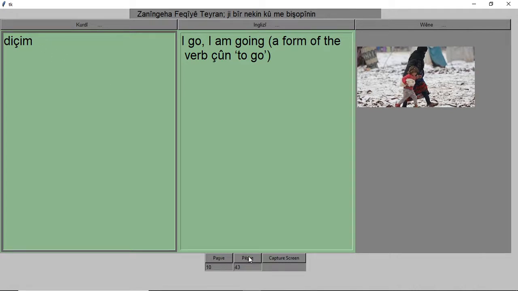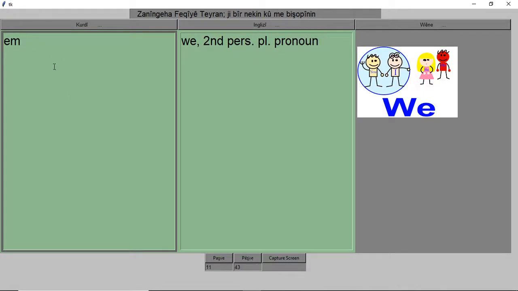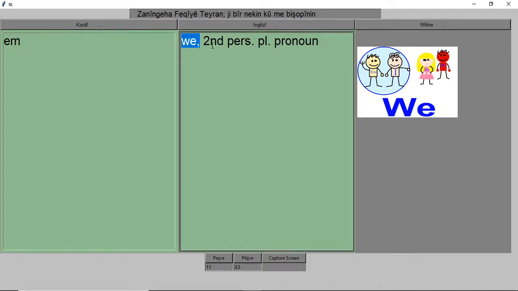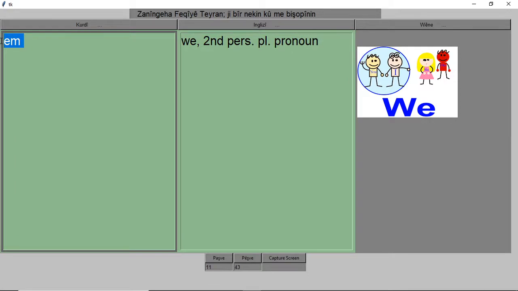Okay, let's continue. We, second person. So it is we. It is the second group, like the second person pronoun. Is it the second group? No, it is the first group.